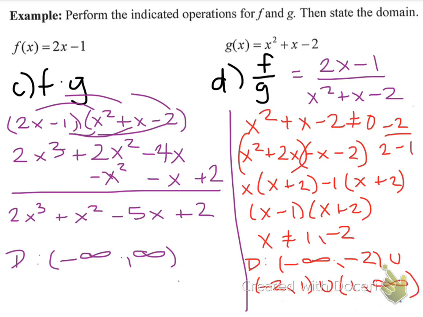So division, the actual division part of it, is the easiest of the four because you just set it up. Then you're definitely going to have some kind of domain restriction as long as there's a variable in the denominator. If there's no variable in the denominator, then there is no restriction. All right, go ahead and try the practice problem. And then we have one more example.